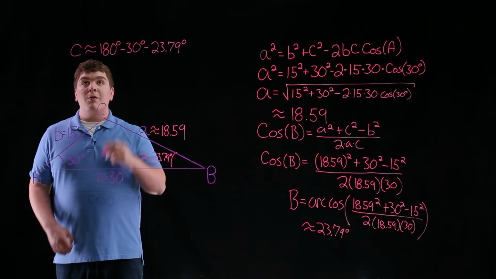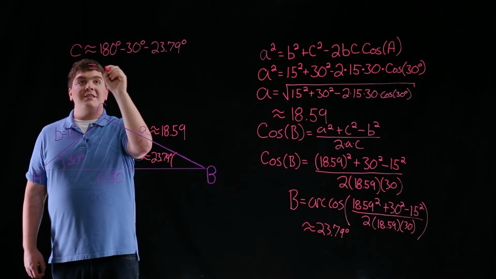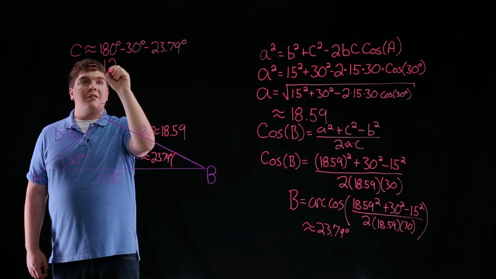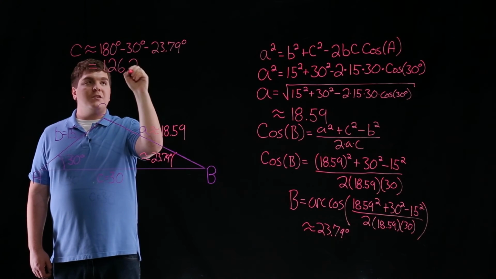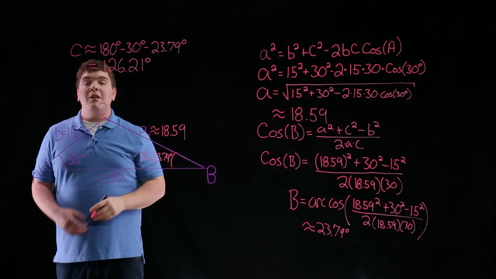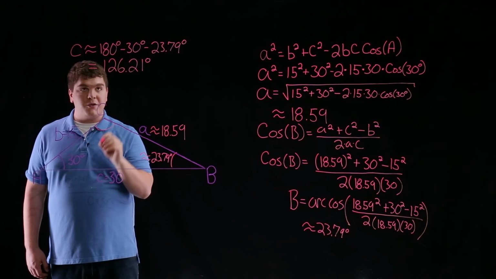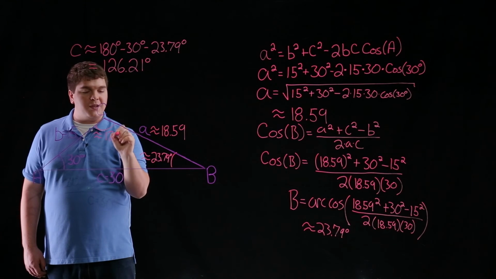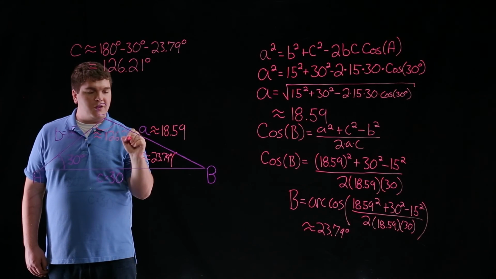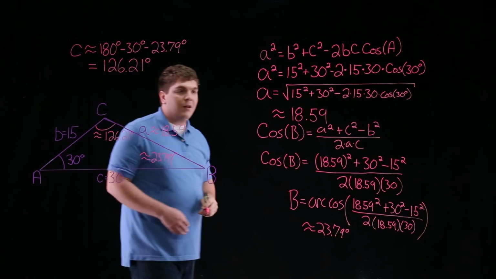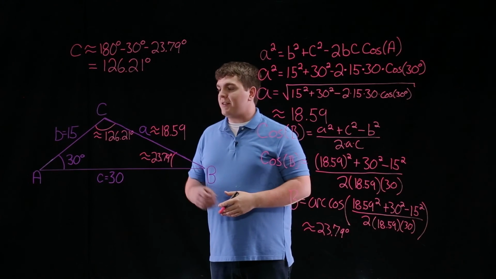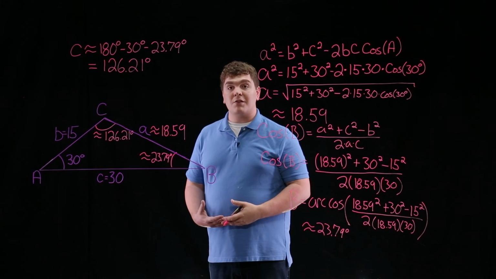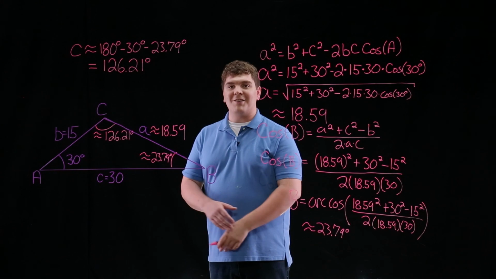So evaluating this, we find that the angle C is equal to 126.21 degrees. So we'll label that on our triangle as angle C being approximately 126.21 degrees. And there we found all three side lengths and all three angles of our triangle. So we've solved our triangle.